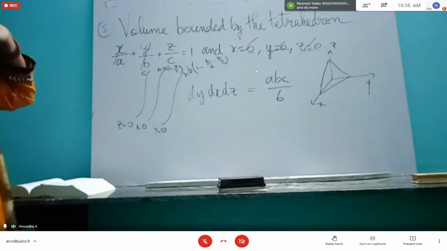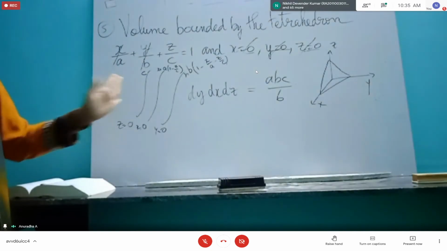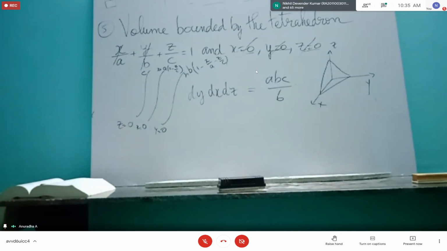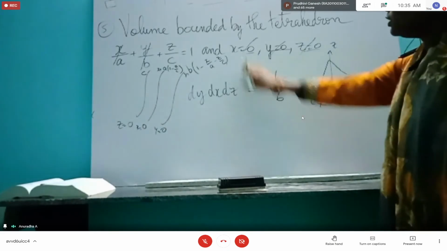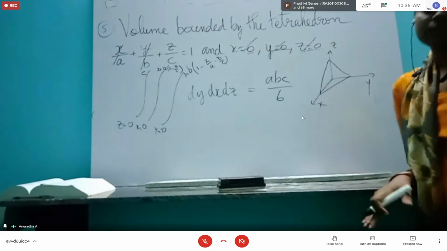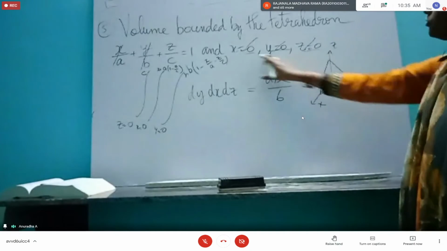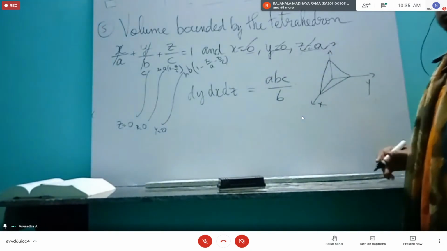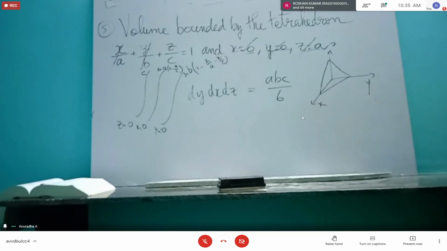This question is one of the most repeated questions in Part C for this unit with respect to volume. Any order you can do, no problem: dz dy dx or dz dx dy. Whatever you do, you have to write the limits accordingly and you will get the same answer, abc basis always. We can follow this method only when x is 0, y is 0, z is 0 is given, because of the symmetric nature. Suppose instead they have given z equal to a. Then what to do? We are going to see in the next question.